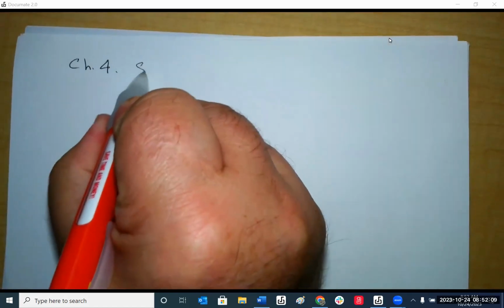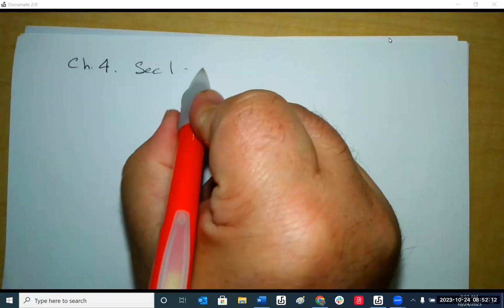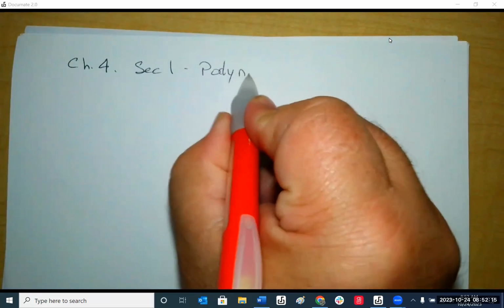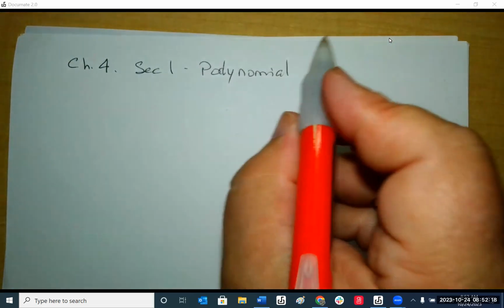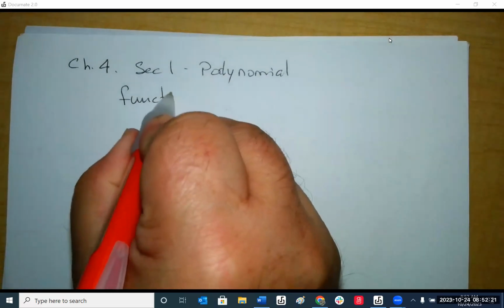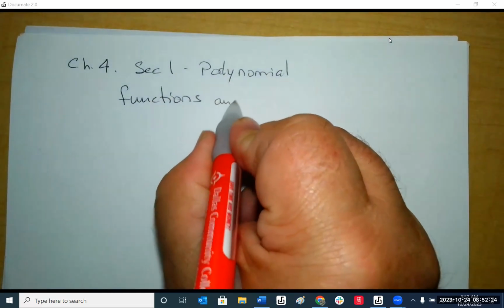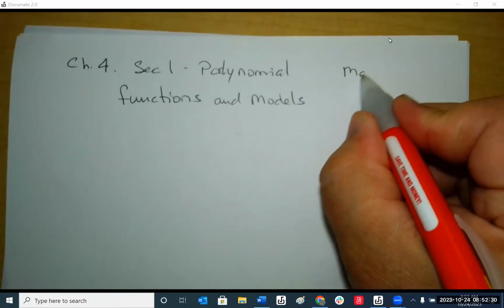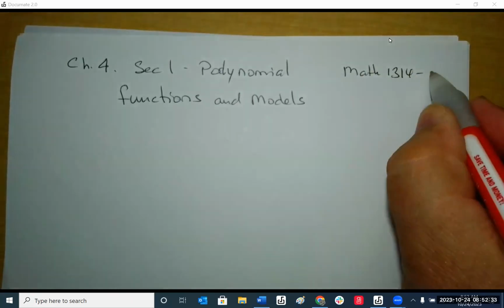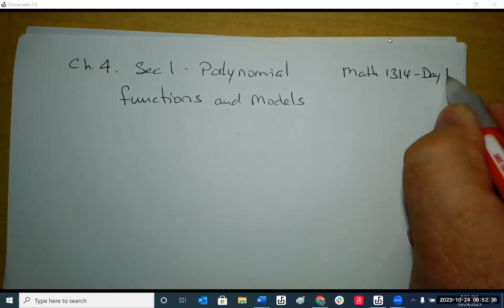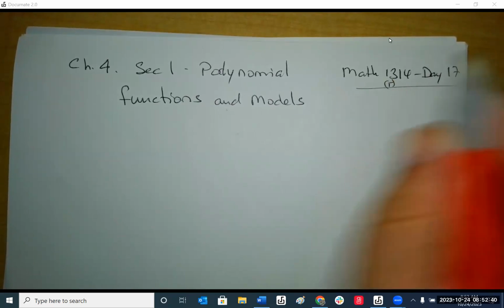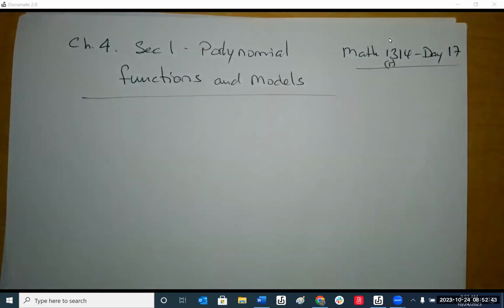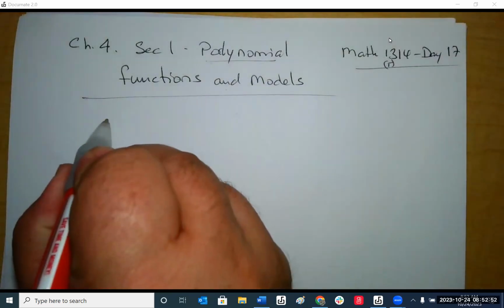Chapter 4, Section 1. Polynomial functions and models. So, to begin with, we have to define the word polynomial. Let's build up to it.